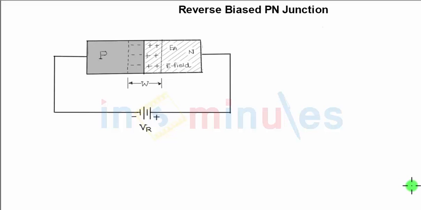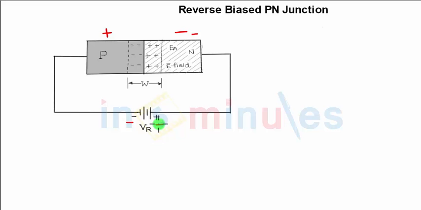Next concept is the reverse bias PN junction. Now, what do you mean by reverse biasing? The P type, which is positive, and the N type, which is negative. P type is connected to the negative terminal of the battery and N type is connected to the positive terminal of the battery. That means we are reverse biasing the PN junction.